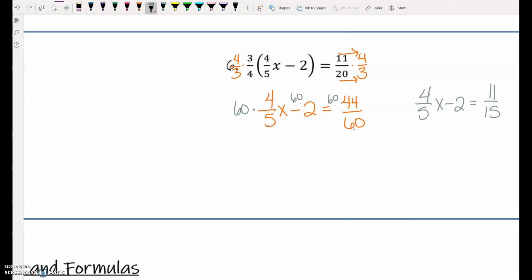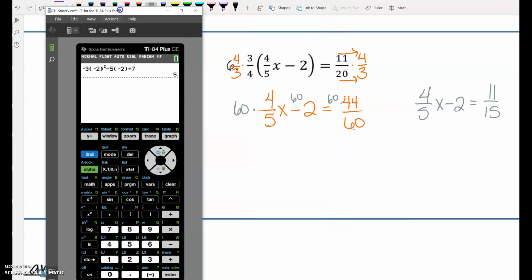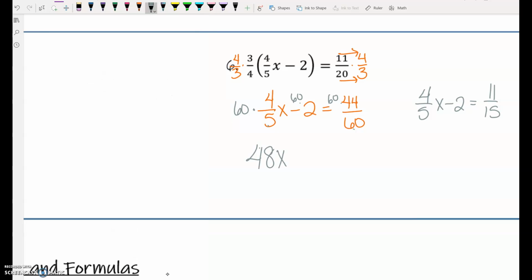So 60 times 4, and I would want to use my calculator to help me with this probably. 60 times 4 is 240, and then take that divided by 5. 240 divided by 5 is 48. That term becomes 48x. 60 times 2 is 120. And then here's the great thing over here. See how it says times 60 and divide by 60? Those will cancel each other out, and you'll be left with 44. So yeah, those are big numbers, but still pretty manageable.